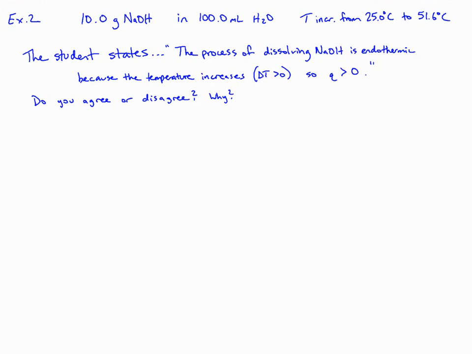So we are looking at example 2 now. It's called Ideas About Heat. So the first thing it says, a student dissolves 10 grams of sodium hydroxide in 100 milliliters of distilled water. So we've got that up here. The student notices that the temperature of the mixture increases from 25 degrees to 51.6 degrees Celsius.